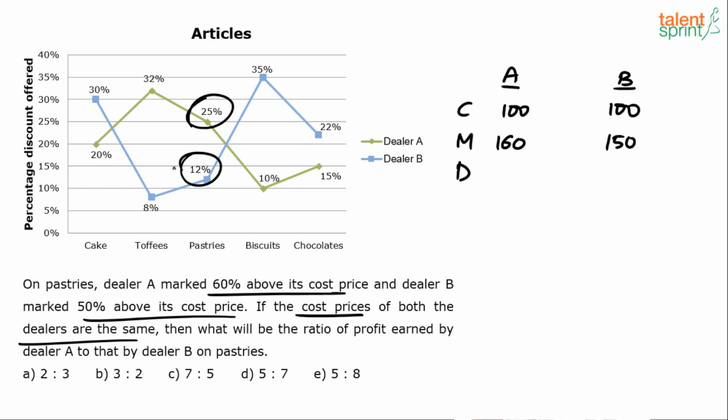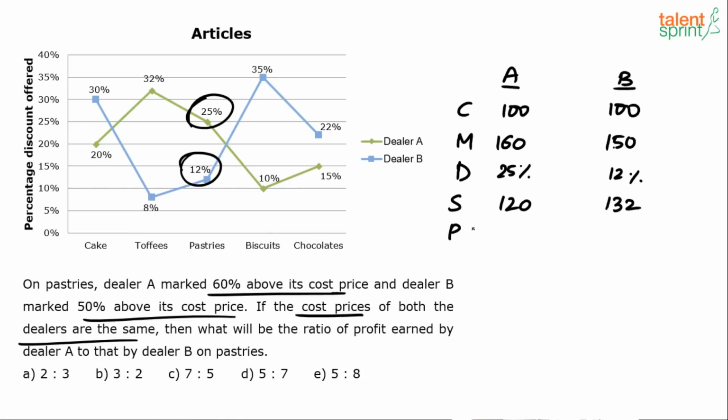Discount, how much is the discount? Dealer A gave 25% discount. Dealer B gave 12% discount. So find out the selling price. 25% discount here, so 75% is selling price, which is 120. 12% discount here. 12% of 150 is 18 rupees, right? So this is going to be 132 rupees. Selling price will be 150 minus 18.